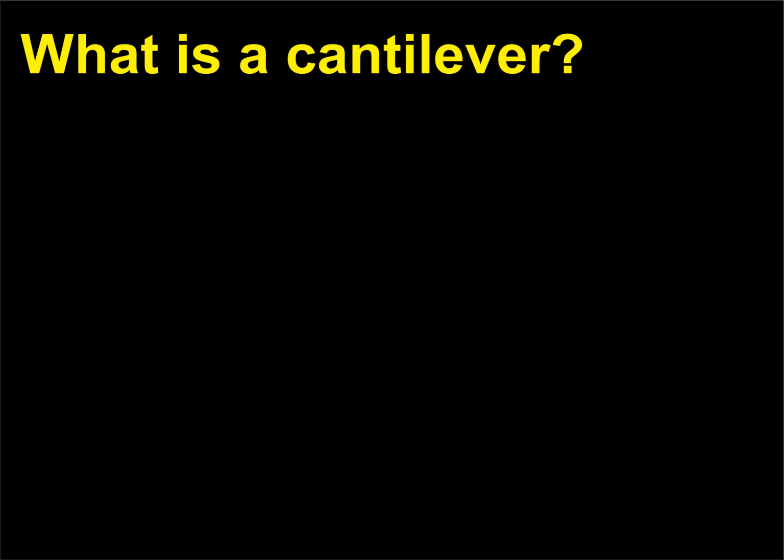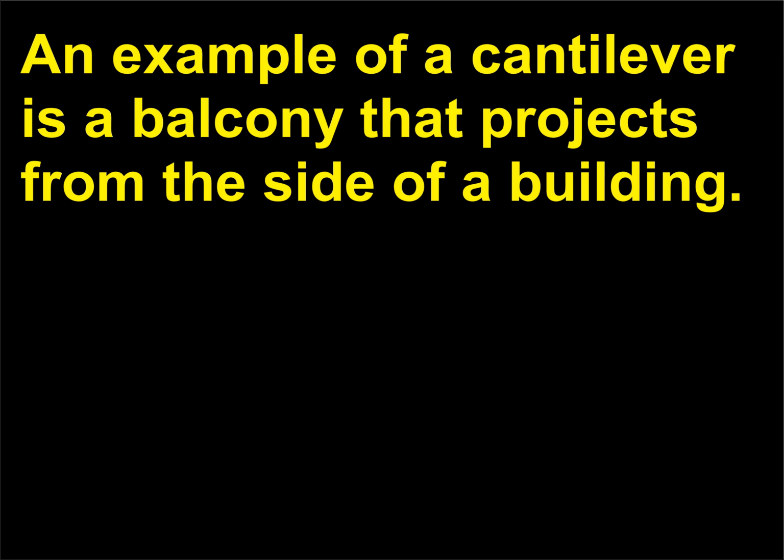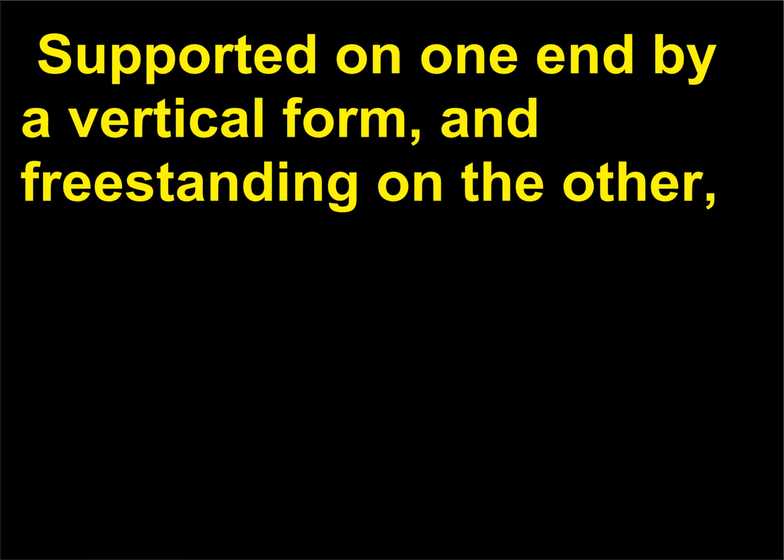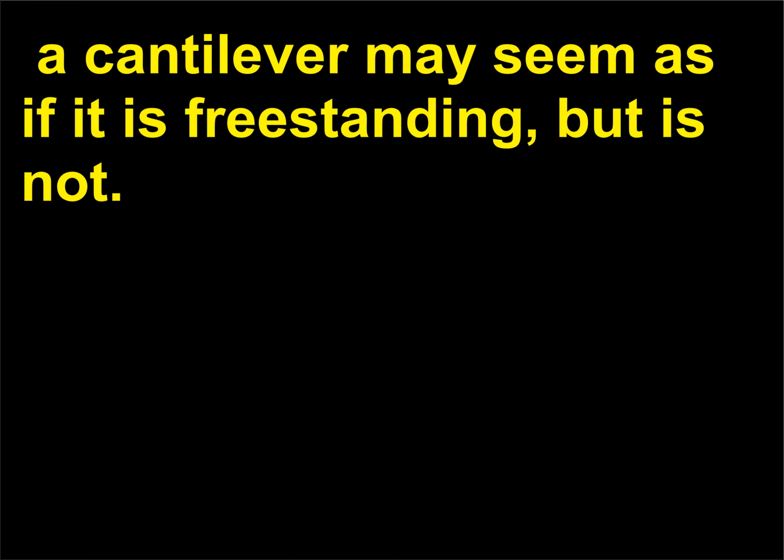What is a cantilever? An example of a cantilever is a balcony that projects from the side of a building, supported on one end by a vertical form, and freestanding on the other. A cantilever may seem as if it is freestanding, but is not.